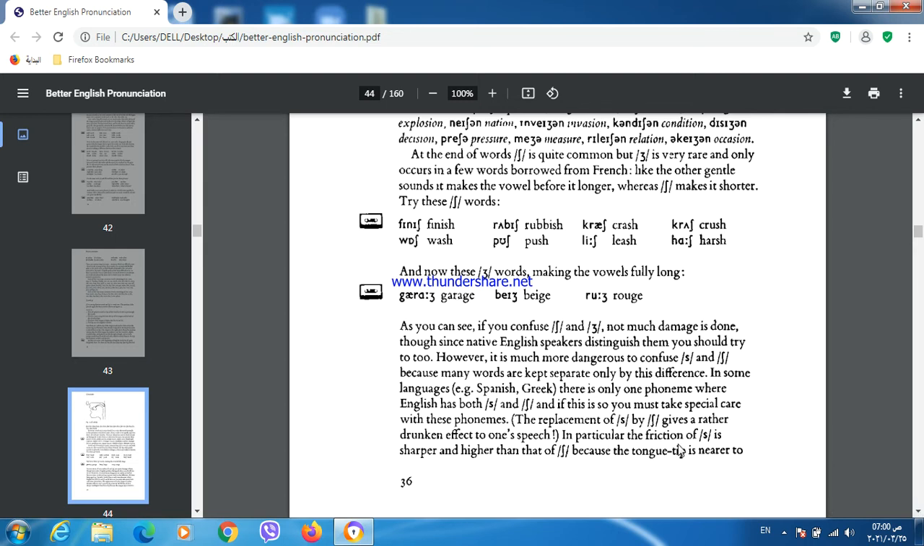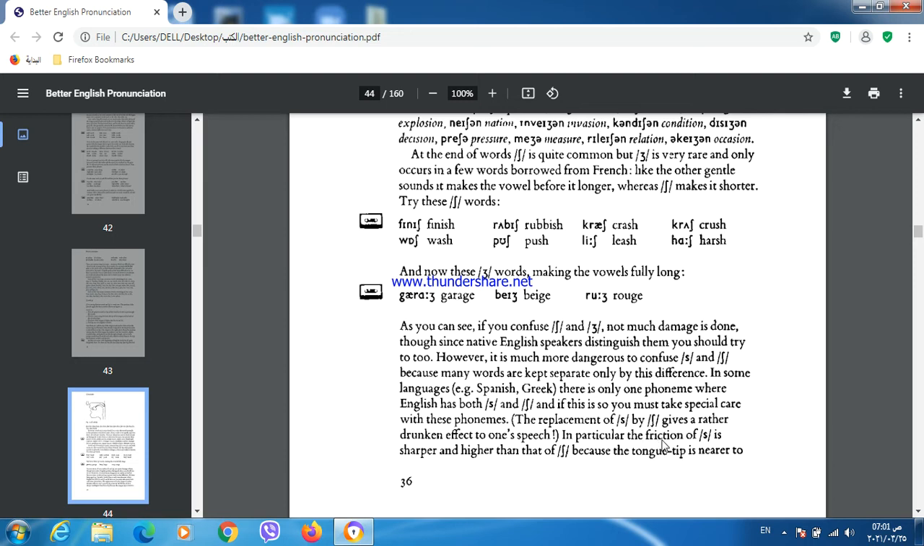And if this is so, you must take special care with these phonemes. وإذا لغتك بهذه الطريقة فأنت لازم تكون حذر. ليش؟ لأنه replacement of س by ش gives a rather drunken effect to one's speech. راح تجعل من الشخص كأنه مخمور، يعطي تأثير الشخص المخمور على الكلام.